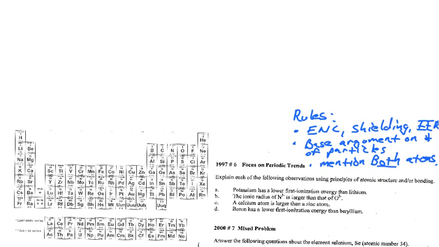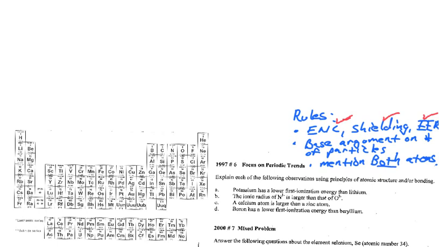We've got to decide, first of all, is what we're looking at an effective nuclear charge situation, or a shielding situation, or an electron-electron repulsion situation? Because that'll help us kind of narrow in on an argument. Usually it's one of those three. I suppose it could be more than one, but usually it's one of those three.